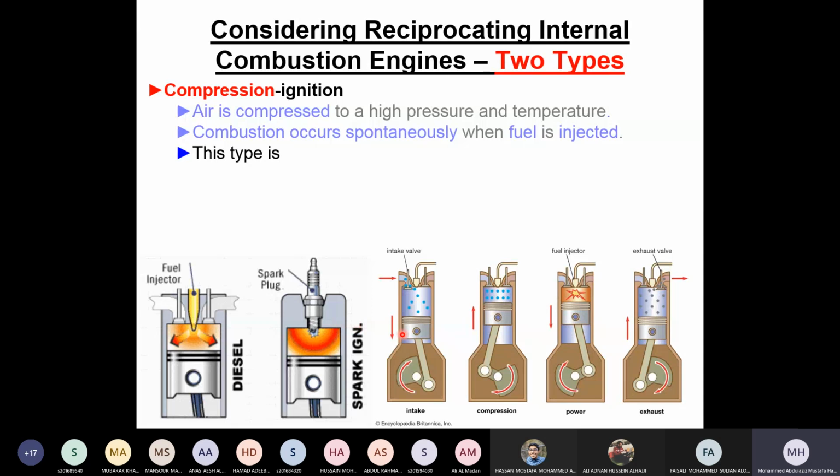And here is the engine for the compression ignition. We add air only. We compress the air to a higher temperature, and then we add the fuel. When the fuel goes in, it will find the air at the self-ignition temperature, therefore it will burn. Okay, you have the difference between both of these.